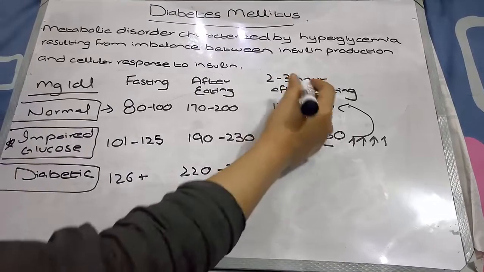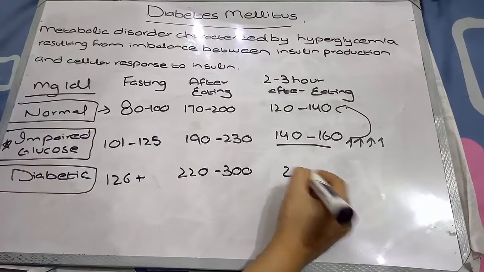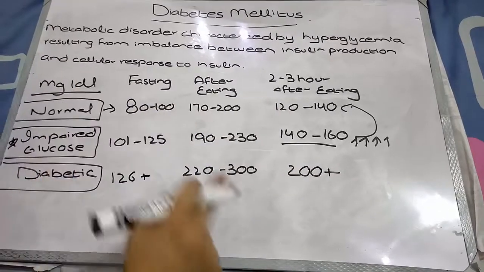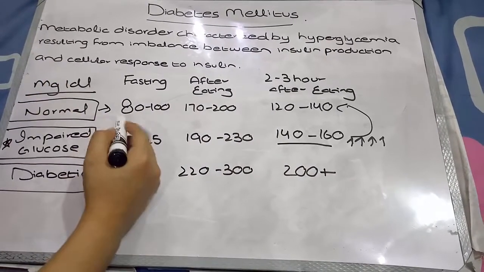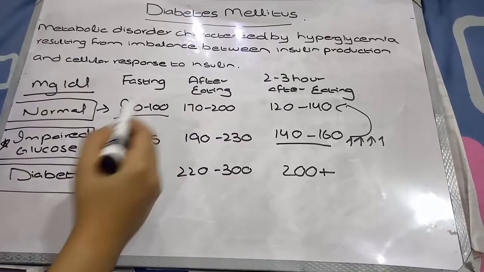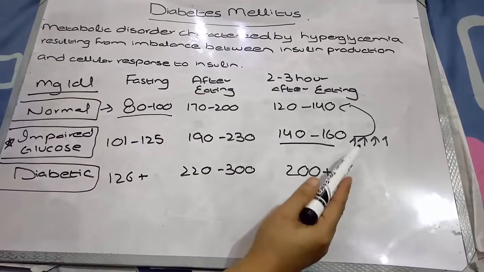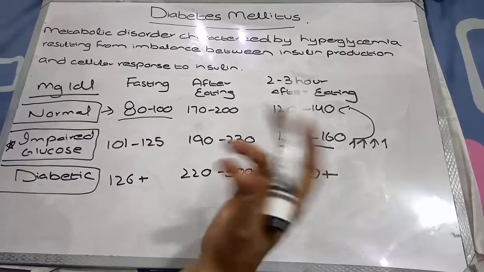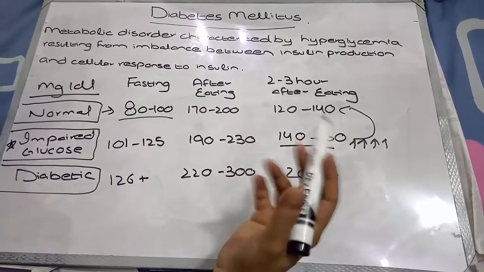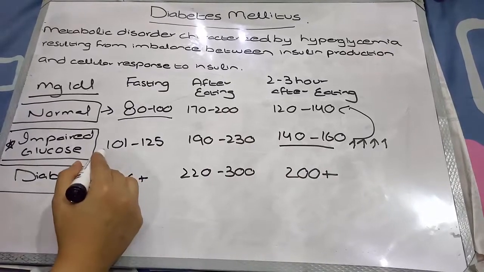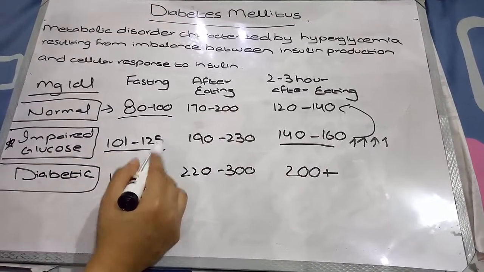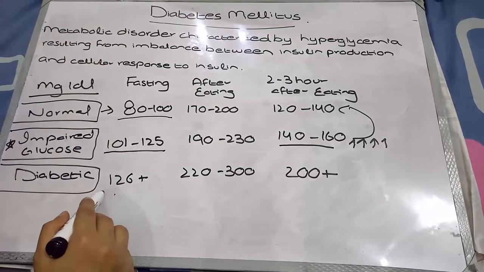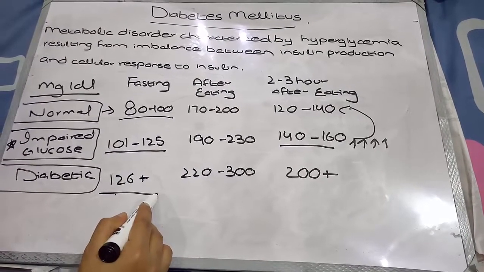And after 2 to 3 hours of eating, it would be greater than 200. So you could see the difference. In the normal individual, the fasting value was between 80 to 100. And those patients who have a high level of glucose because they are continuously consuming sweet substances, or any substance that has carbs in it, have a fasting value between 101 to 125. And those patients who are diabetic have a blood glucose level greater than 126 on a fasting scale.